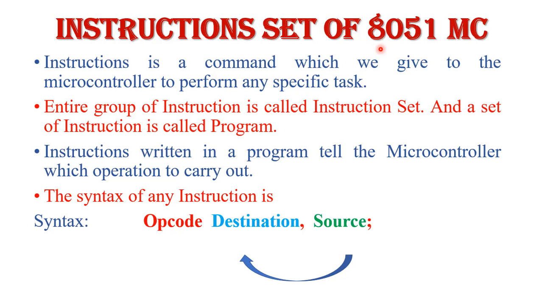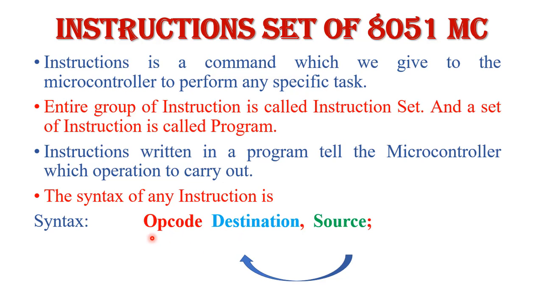But before I discuss the instruction set, we must know what we mean by instructions. Instructions are basically the commands which we give to the microcontroller to perform any specific task. The entire group of instructions is called the instruction set, and a set of instructions is also called a program. So we can say that instructions written in a program tell the microcontroller which operation is to be carried out.